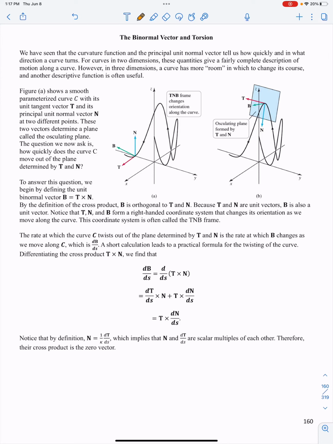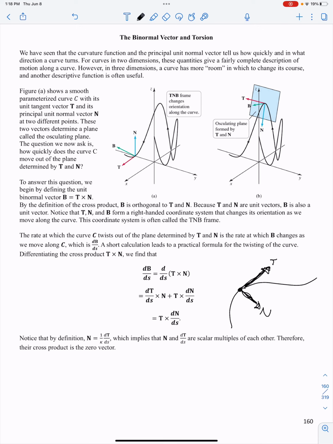This video will continue our discussion of curvature, tangent unit vectors, and normal unit vectors by introducing something we call a binormal vector. Okay, so we have seen in 2 space, we talked about curves moving. Let's imagine a 2 space curve. We have this tangential vector, and then we have this normal vector pointing in which way.